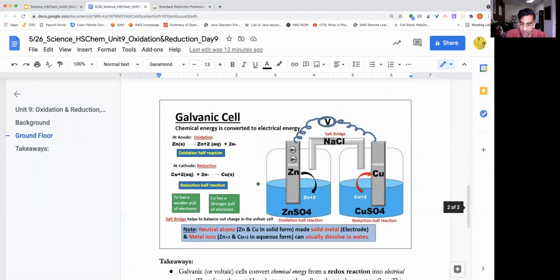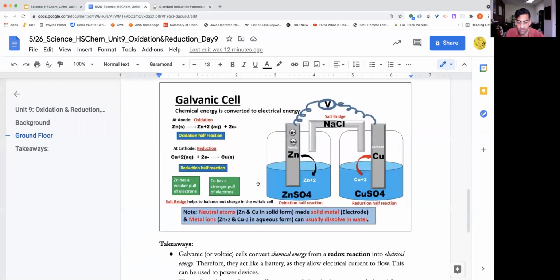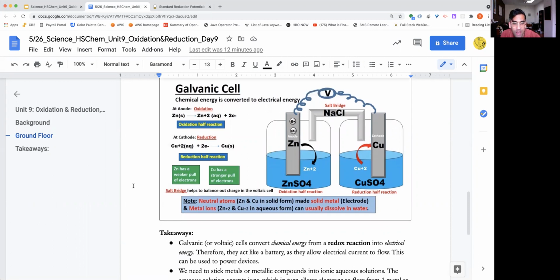Finally, I have a diagram here with the whole thing worked out. All right, so a galvanic cell, also known as the Voltaic cell, will convert the chemical energy from a redox reaction into electrical energy. In other words, they act like a battery. I have the 2 half reactions set up, and they correspond to the 2 half cells. This is one half cell here. This is the other half cell over here.